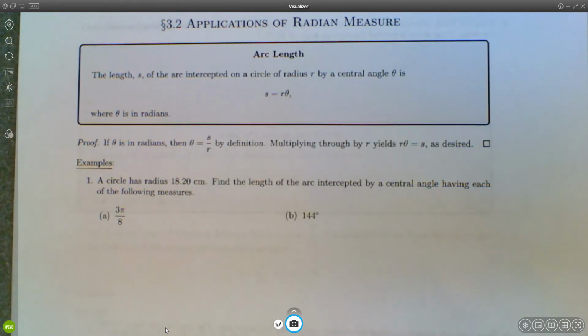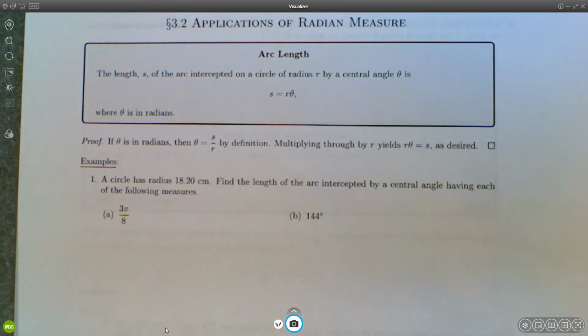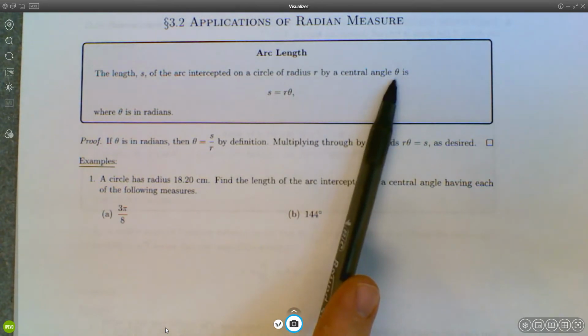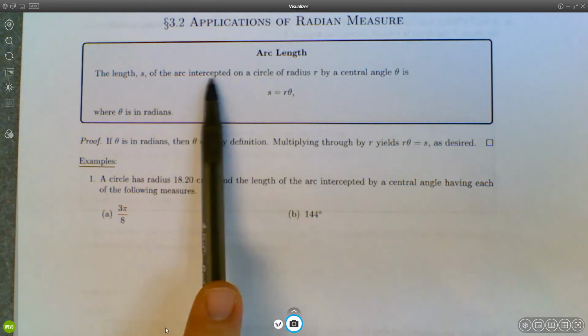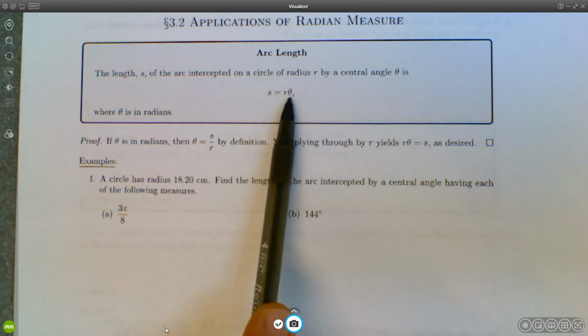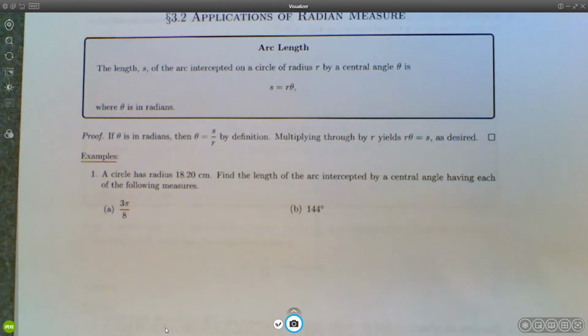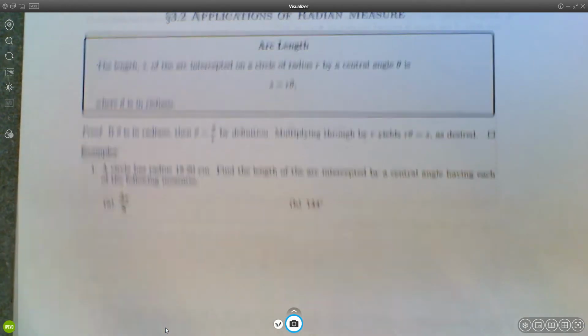One of the big applications of radian measure is arc length, because if theta is given in radians, then the arc length s of an arc intercepted on a circle of radius r by theta is just r times theta, right? S, the arc length, equals the radius times the angle. So s equals r theta. Theta has to be in radians. But here's a proof of this.